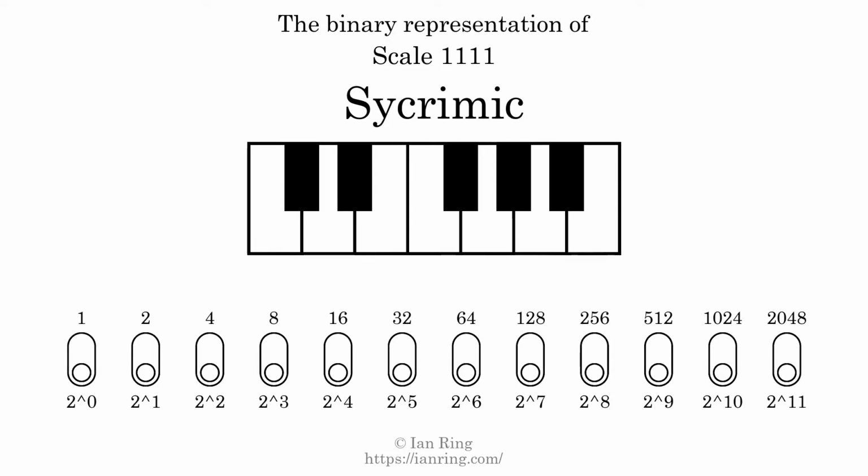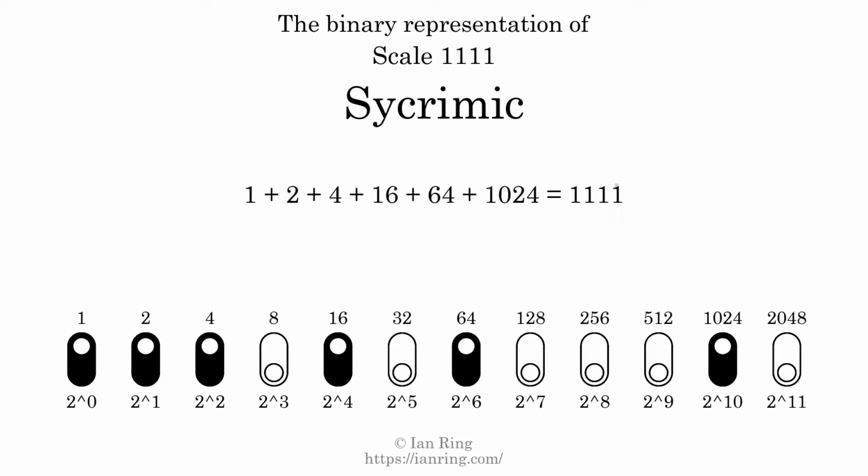The binary representation of this scale is determined by mapping tones of the scale to binary digits. Each binary digit represents a power of 2. To get the scale number, we add the powers of 2 together. The powers of 2 that are present in the scale, all added together, equals 1111. That is why the scale number, in decimal, is 1111.